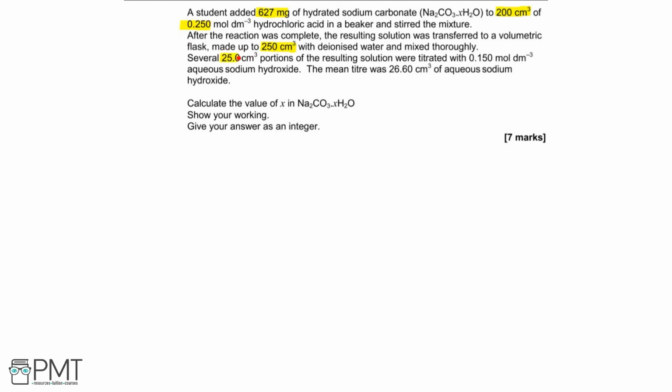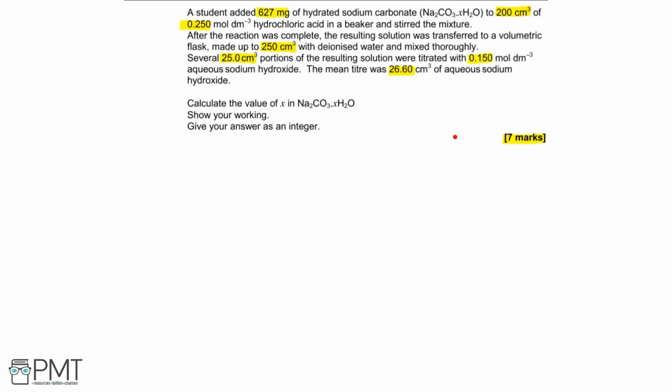Several 25 centimeters cubed portions of the resulting solution were titrated with 0.15 moles per decimeter cubed aqueous sodium hydroxide. The mean titer was 26.6 centimeters cubed of aqueous sodium hydroxide. Calculate the value of X in Na2CO3·XH2O, show your working, give your answer as an integer. This question is worth 7 marks. One of those marks is going to be for the value of X. The remaining 6 are all going to be for the working involved in this question.